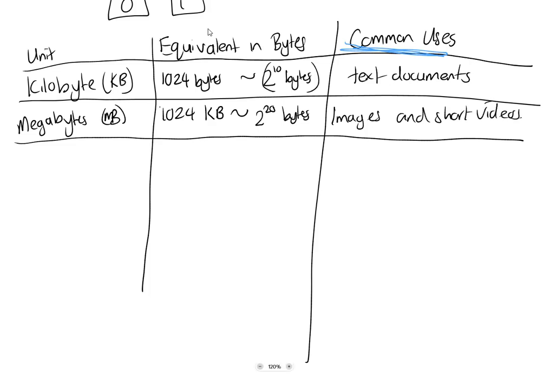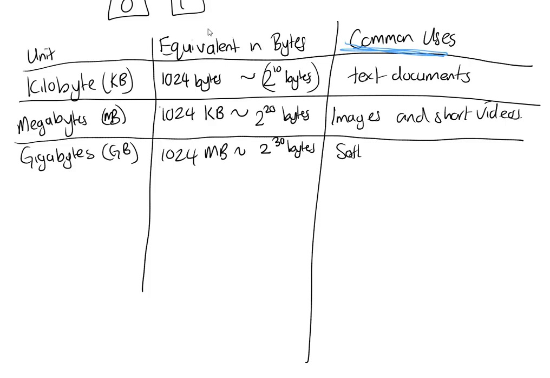Then there's also gigabytes. I think these are concepts that you've seen before. Gigabytes, with a G and a B. This would be about 1024 megabytes, or approximately 2 to the power of 30 bytes. When we talk about gigabytes, we sometimes talk about software, like operating systems or the Microsoft Word suite, and there are lots of other ones, and longer videos.